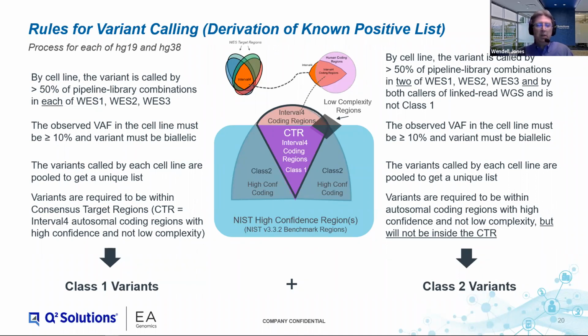So basically, if you were found in all the kits, or if you were found in 2 of the kits because maybe one of the kits wasn't covering a particular region, but it was also found by whole genome sequencing, which by definition would cover everything, then it could also be a positive variant. We just identified them as class 1 versus class 2. Of course, there are going to be many more class 1 than class 2 because there's a lot of overlap between the different kits.